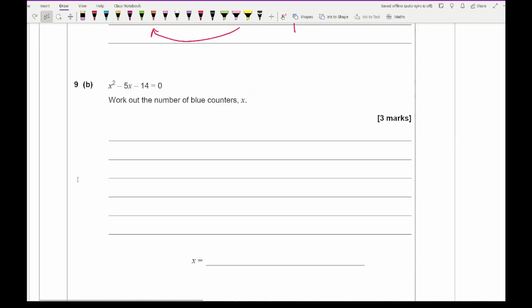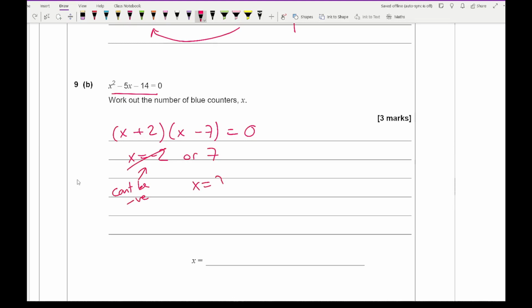Then moving on to question 9b, it says work out the value of x, the number of blue counters. So all we need to do here is solve this equation. If I solve by factorising, I have x plus 2 times x minus 7 equals 0. So then x equals minus 2 or 7. Now x cannot be negative, so x must equal 7, and there is my final answer.